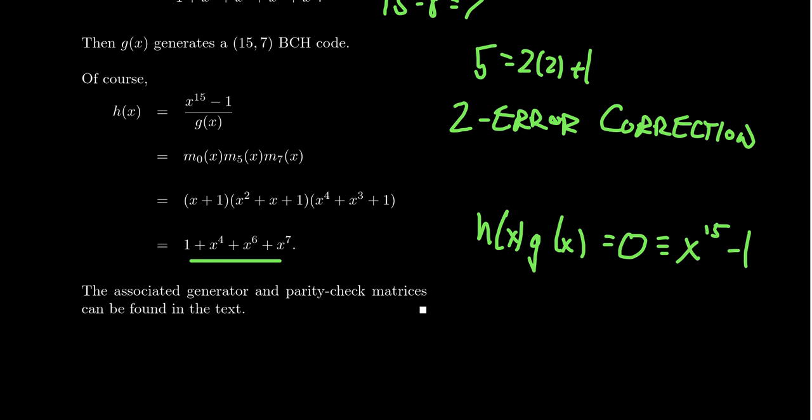We can just use a polynomial, of course, because if you receive the message f of x right here, then you can multiply by h, and this should then equal 0 if it's a code word. If it's not a code word, you're going to get something else. Your syndrome will be non-zero, and you know an error was detected. We can ask for retransmission.